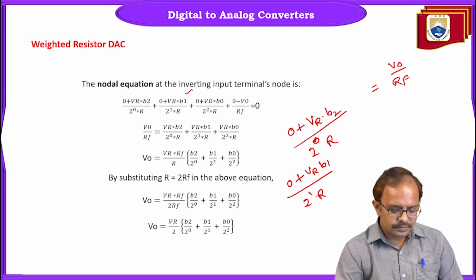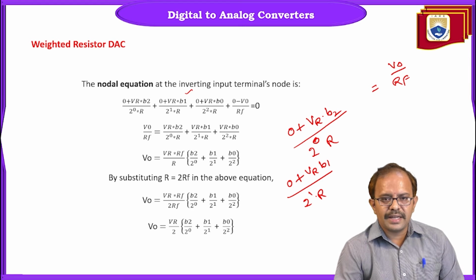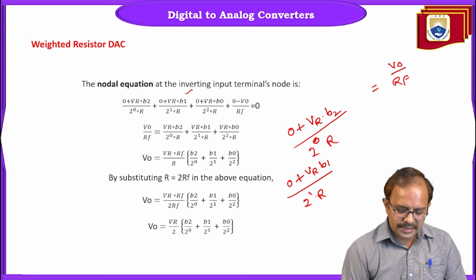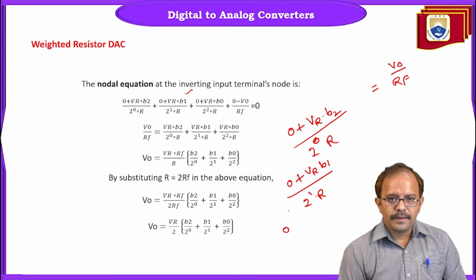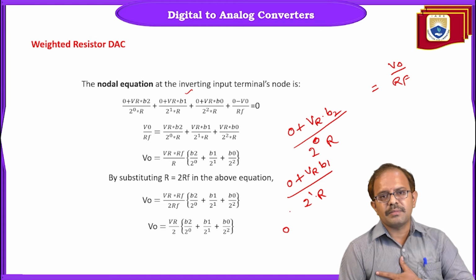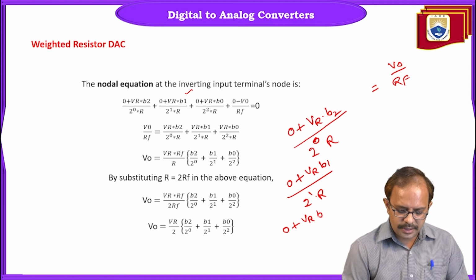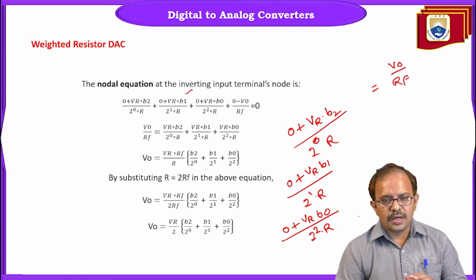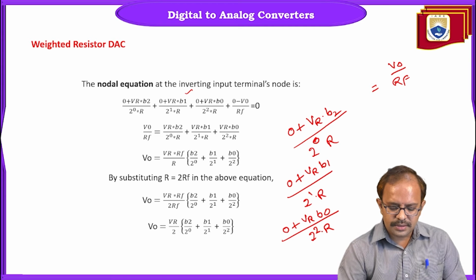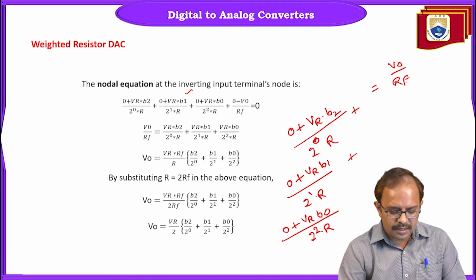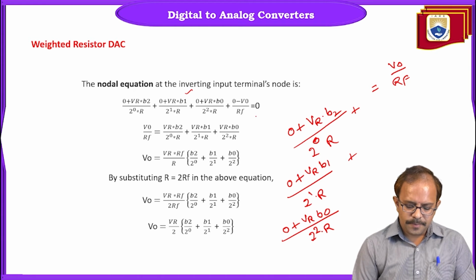And coming to the LSB, B0, once again the switch will take two positions. If it is connected to 0, that is ground, the corresponding signal will be 0, plus if it is connected to the reference voltage, we are going to have VR into B0, and the weight of this is going to be 2 power 2 into R. So on the LHS, we are going to have the sum of these three terms, which leads to the output V0 by RF.